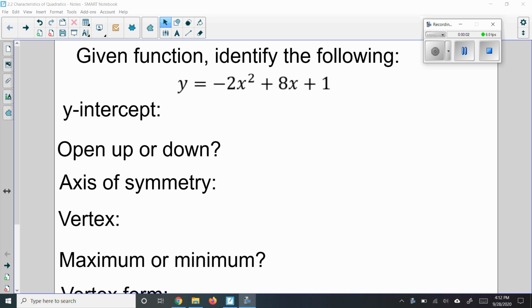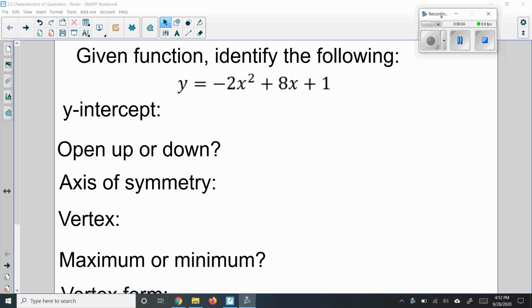So let's take a look at some of the features of this quadratic. Recall that the y-intercept is the point 0, y. It crosses the y-axis when x is 0. So to find the y-intercept for this quadratic, we're simply going to plug in 0 for x. So if I do that, I'm going to end up with negative 2 times 0 squared plus 8 times 0 plus 1.